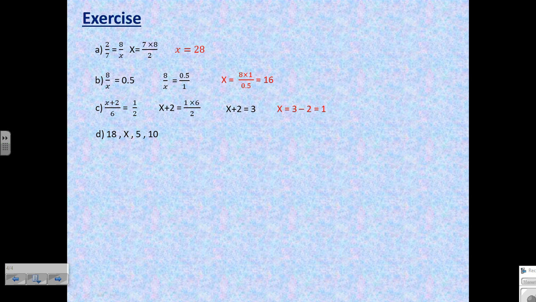The last one, we have 18, x, 5, and 10. How are we going to do it? Yes, 18 as the first term, x is the second term, 5 is the third, 10 is the fourth. And we do the cross multiplication. x equals 18 times 10 over 5 equals 35.